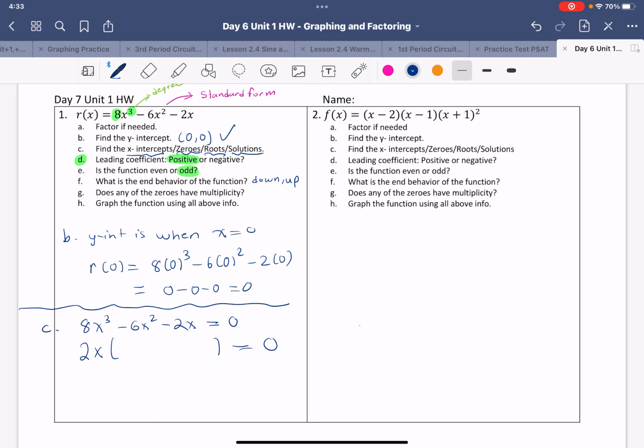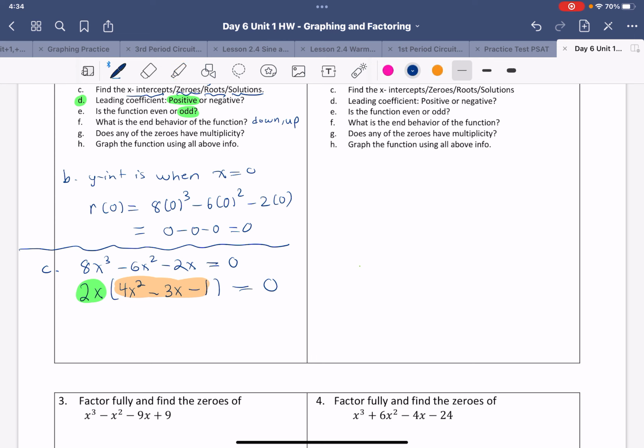And now I'm just doing 2x times what gives me 8x cubed. That is 4x squared. 2x times what gives you -6x squared. That's minus 3x. And 2x times what gives me -2x. That's minus 1. So I'm one step closer to finishing this problem. When I see 2x, everybody, this is linear. So that's done. There's no power, so I can't break that down anymore. But when I look at this right here, which is 4x squared minus 3x minus 1, I can still break this down even more.